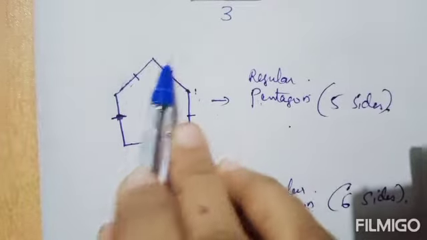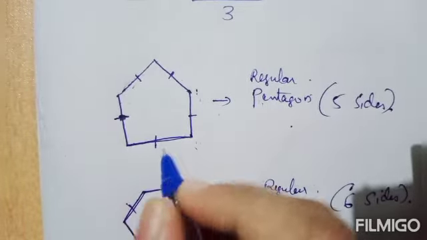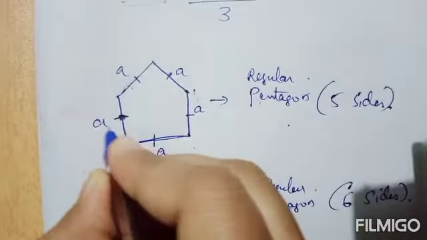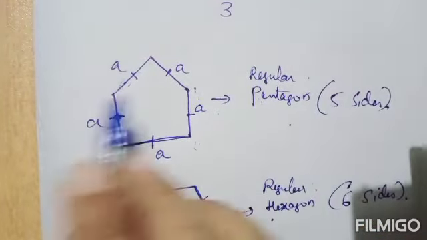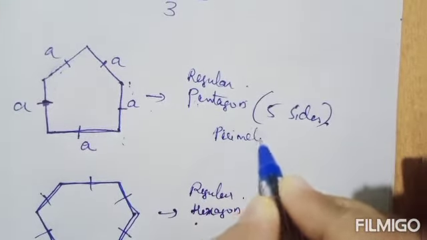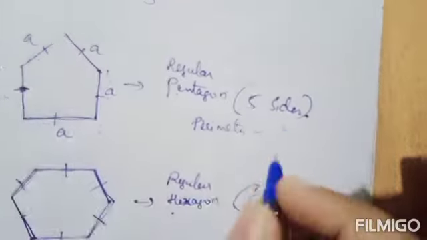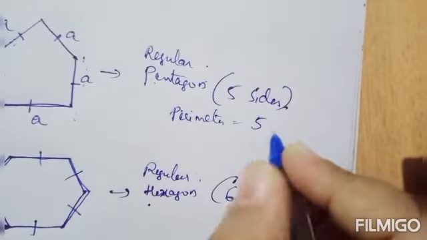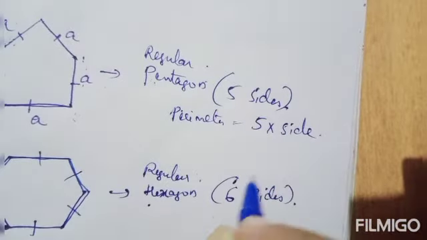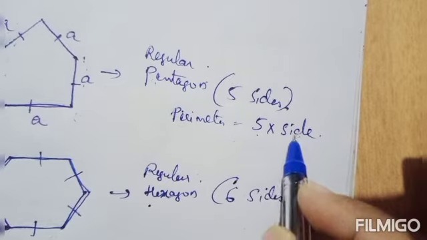Okay. Regular pentagon means all sides will be equal. If this side is A, then all the other sides will be A. Okay, A centimeter. So what will be the perimeter of regular pentagon? Perimeter will be A plus A plus A plus A plus A. That is 5 times A. That is 5 into A, where A is the side. Okay, so perimeter of a regular pentagon is 5 into side.